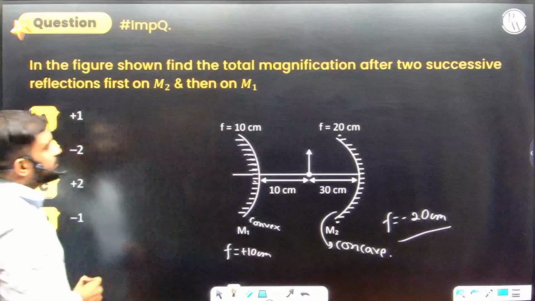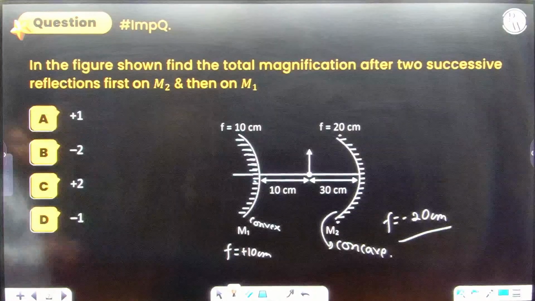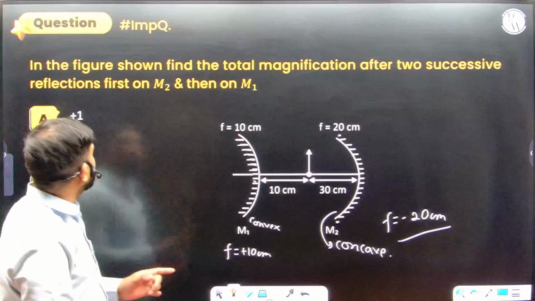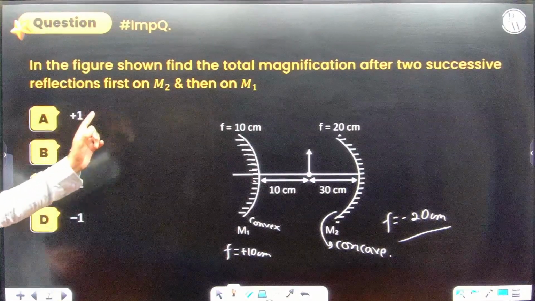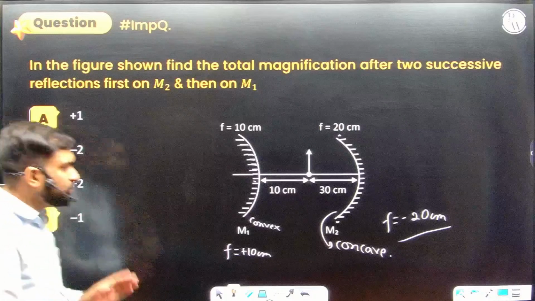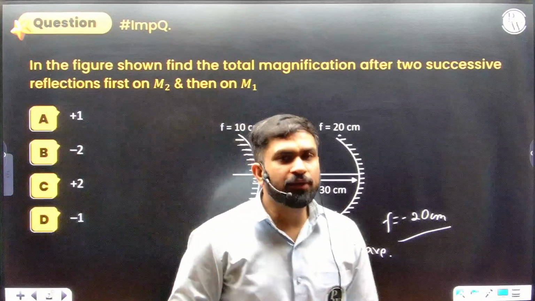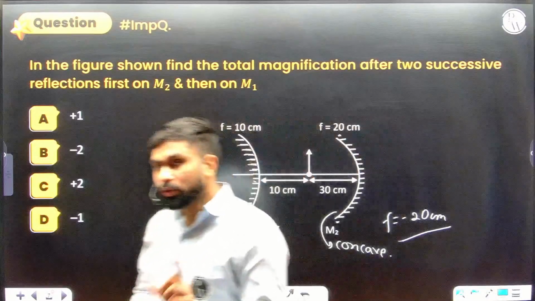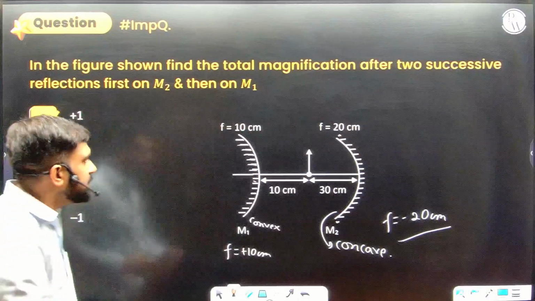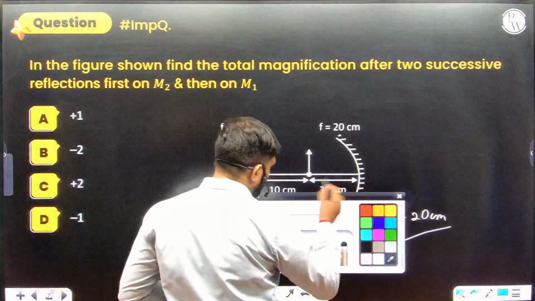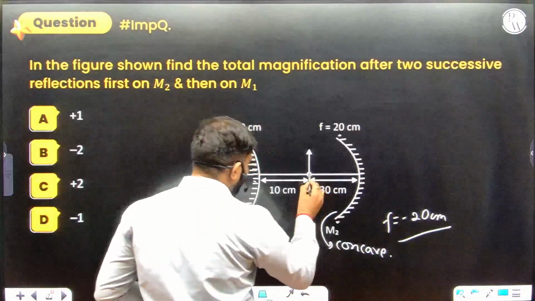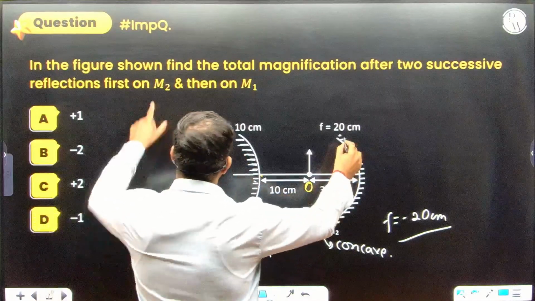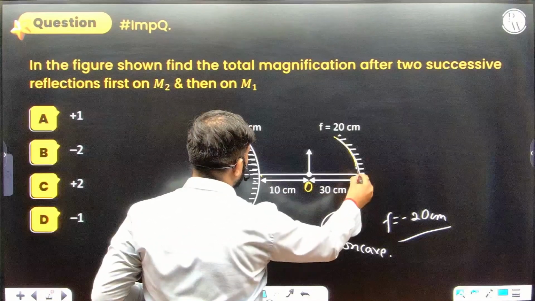Next they are asking, in the figure shown, the total magnification after two successive reflections, first through M2 and then through M1. For this you need to understand what is their perspective with these two reflections. First through M2 means I'll take up this object. This is our object O. I'll make its image through M2. This one is M2 first, the concave one.